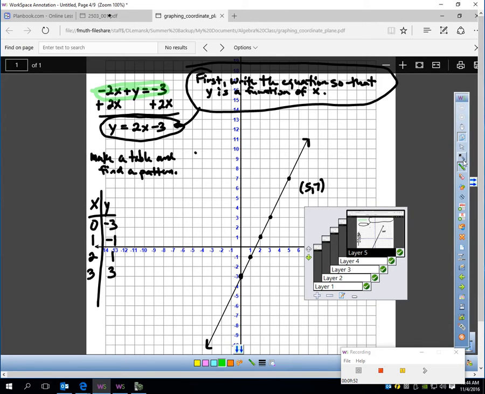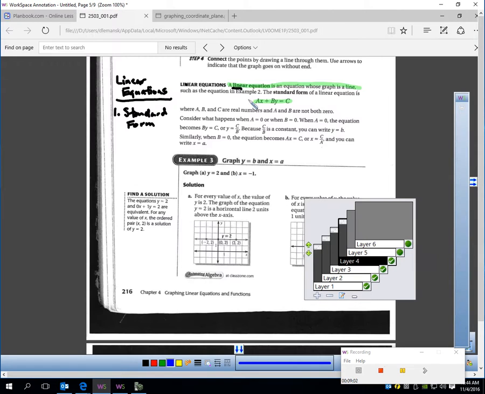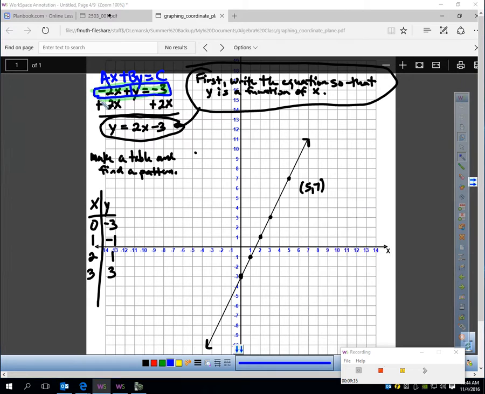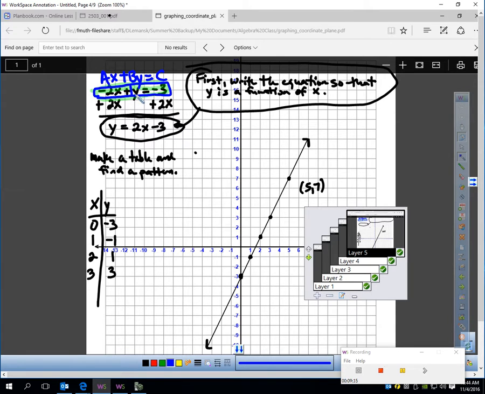Okay? Let me write it up on top in blue. AX plus BY equals C. Just like this says in the book. AX plus BY equals C. Here's my standard form. A must have been -2, B was a 1, and C was a -3. This equation was in standard form. It's not always easy to graph in standard form. That's why I rewrote it into this form.